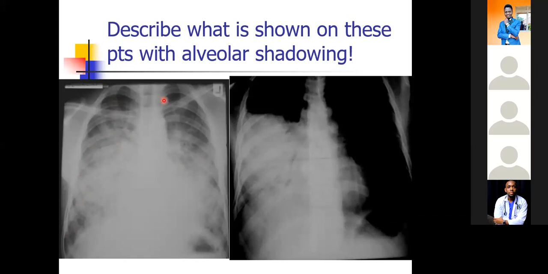But of course, you can still see that there's still spared the costophrenic recesses as well as the apical areas. And on the other side, it is typically what conforms to a lung lobe, and it still has those other features that we've talked about, silhouette sign and the air bronchograms.